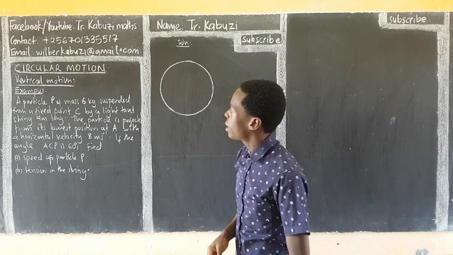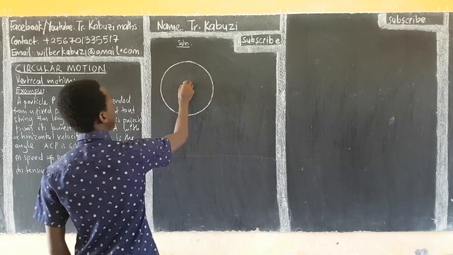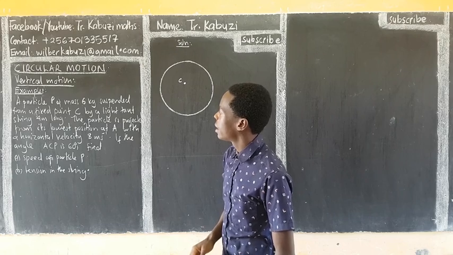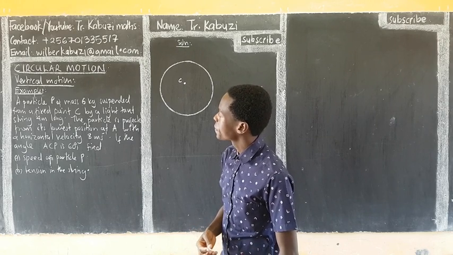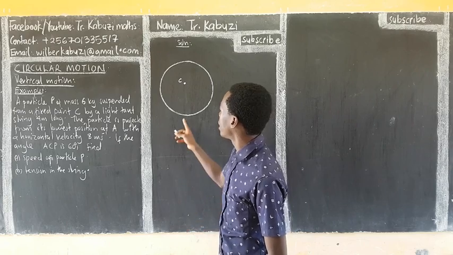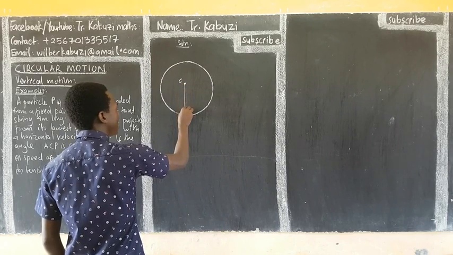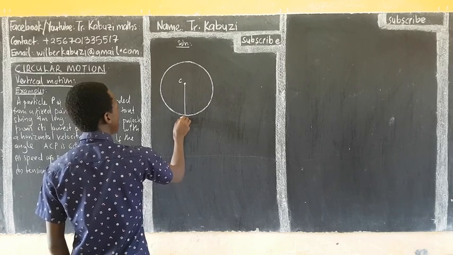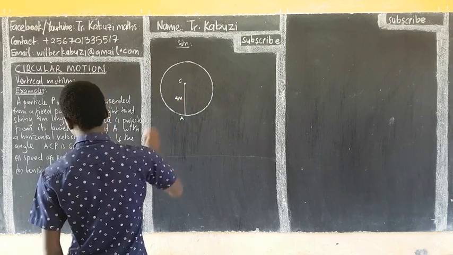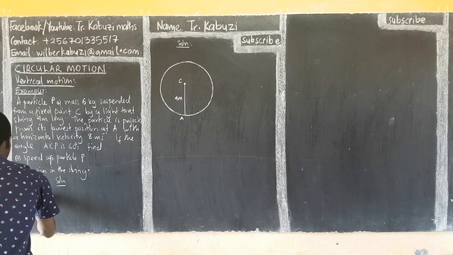It says a particle P of mass 6 kilograms is suspended from a fixed point C. So let me start by putting a fixed point C here. So this is my fixed point C, by a light string, light means its weight is negligible, of 4 meters long. The particle is projected from its lowest position A, the lowest position is here. So if our string is fixed there, it is projected at this lowest position, so this is going to be our A. Of course, they're telling us that this string is 4 meters long, giving us the length of the string as 4 meters.